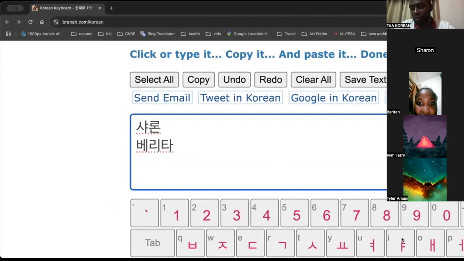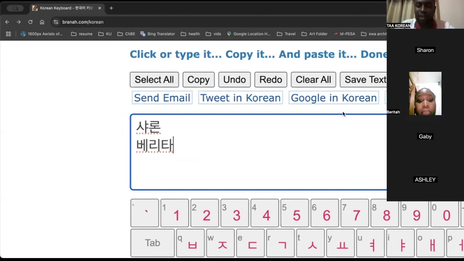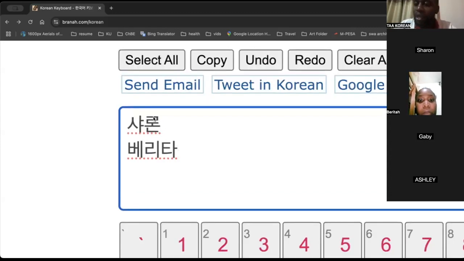Let me write a bunch of names. What does Sharon's name end with? A consonant, the consonant N. Therefore, Sharon's name actually does have what we call a Batchim. What is a Batchim? Here we have Ro.